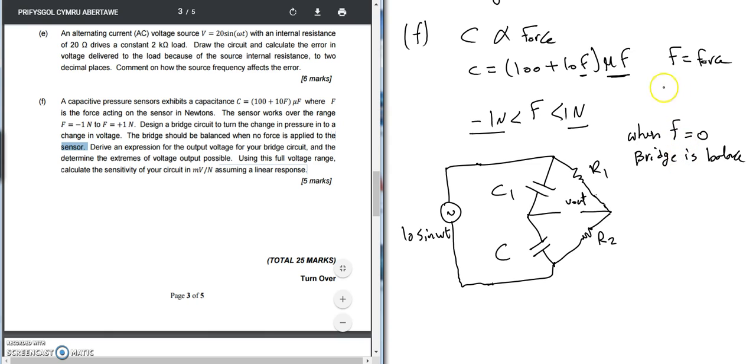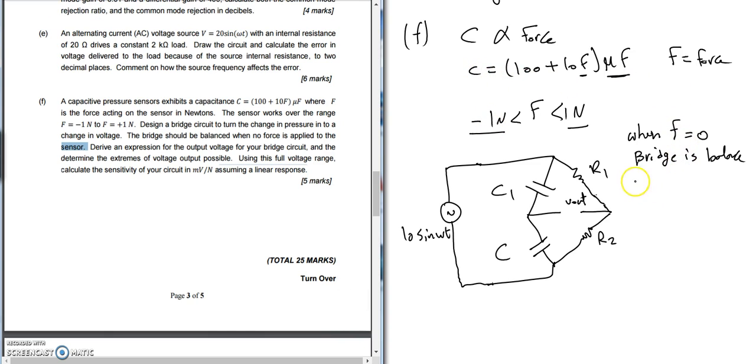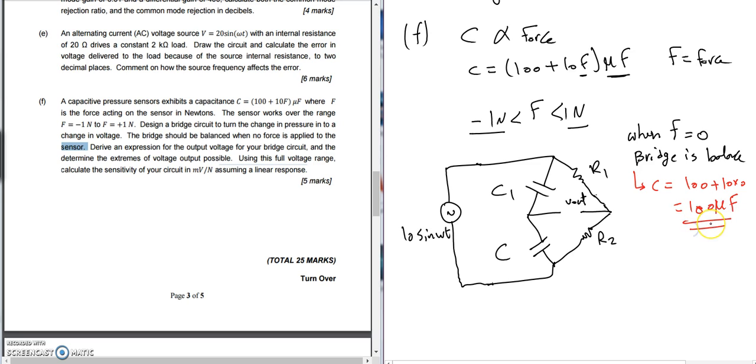So if F is equal to 0, what's C, the sensor, going to be? F is 0, so it's 100 plus 10 multiplied by 0, which is 100 microfarad. That's the value that we have. By balance we mean this is 100 microfarad at 0, so we need the output to be 0.